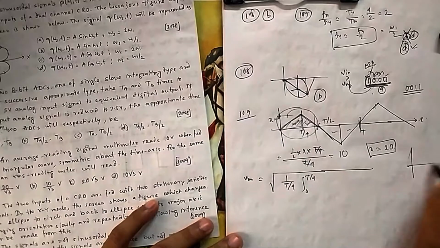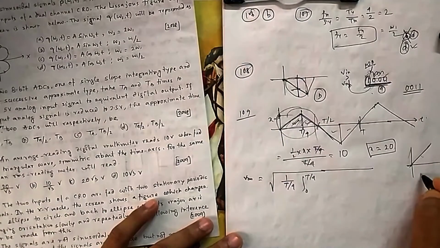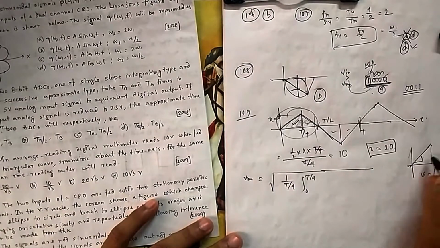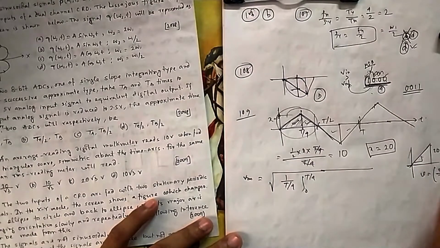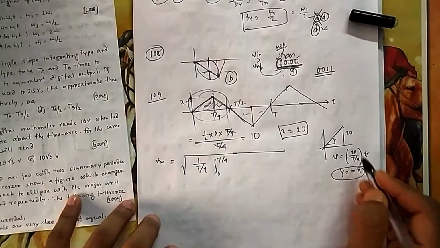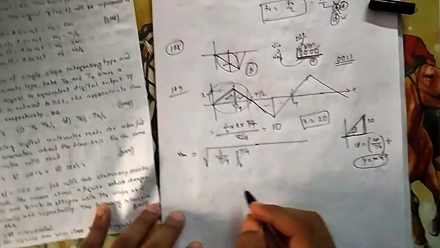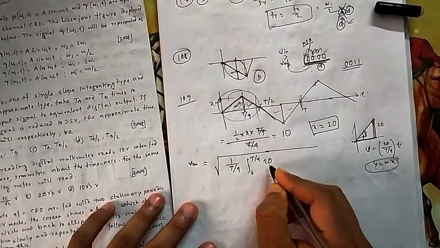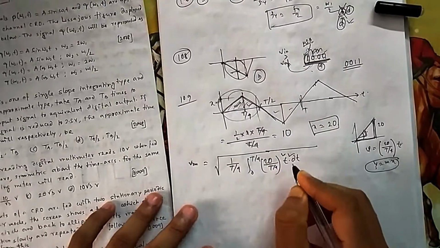So what is the equation of this one? This is a y equal to mx line. Y is your voltage, suppose V. So V is equal to mx. M is the slope. Slope is this height divided by this height. So this is 20 divided by T by 4. It was y equal to mx format. Y is here V, x is here time. So V is equal to m t, and m is here the slope, height by this. So if we apply this, it is 20 by T by 4, whole squared, into t square dt.